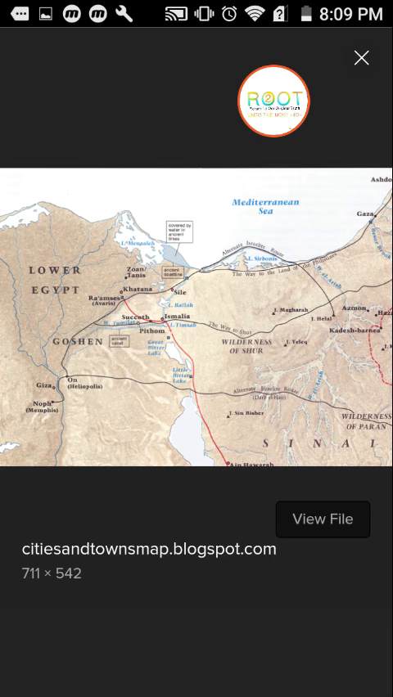Okay, so what you see here is Lower Egypt, and you see Goshen there. You see Avaris right above Goshen, which says Ra, Ramesses. What else you see there? Sukkoth. So this is where, of course, we understand that Joseph, according to the scriptures, had received from the Pharaoh that he would get land there.